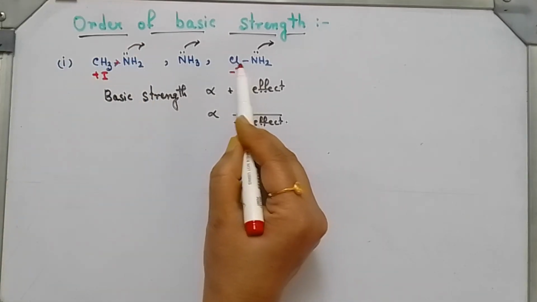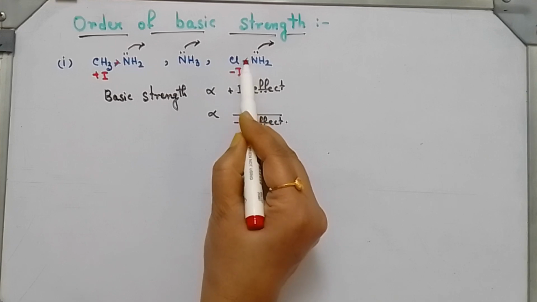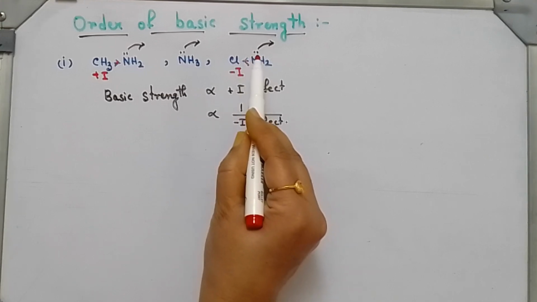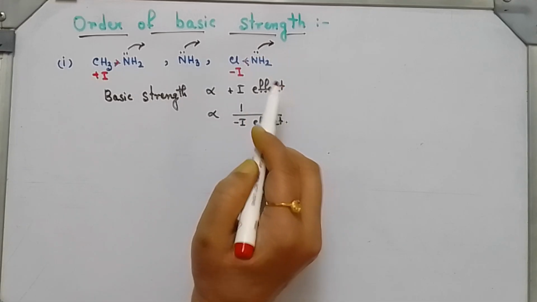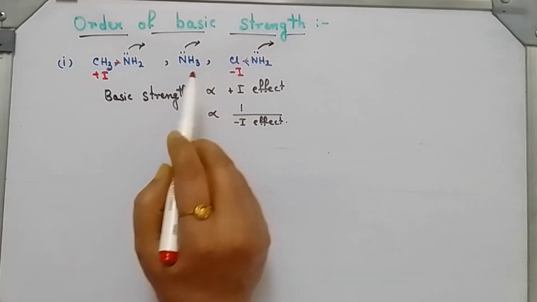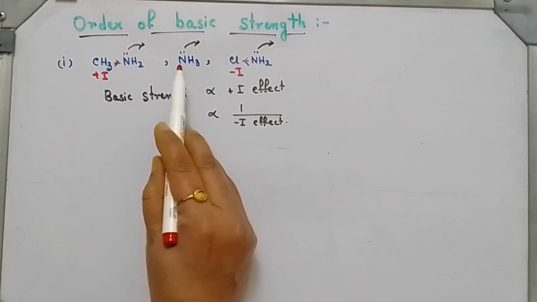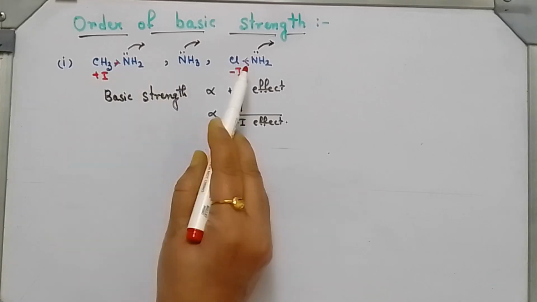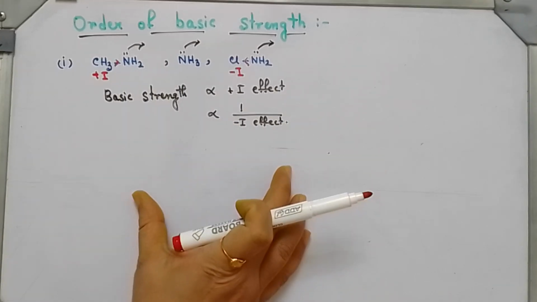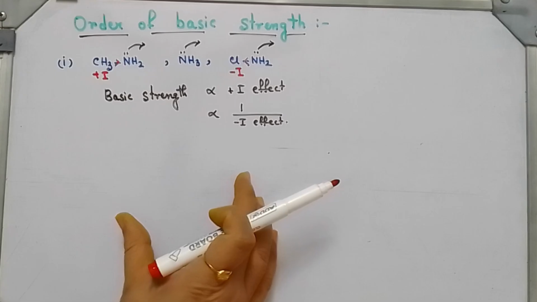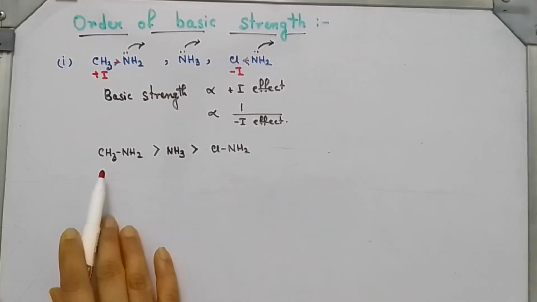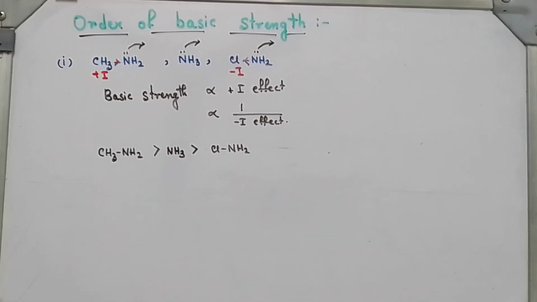Here due to minus I effect, it will obstruct electron density in this direction, therefore electron density will be decreased on nitrogen and electrons are less available for donation. So basic strength will decrease. And since here no such group is present adjacent to this nitrogen, its basic strength will be in between these two. Therefore the basic strength order of these compounds is this. This is the decreasing order of basic strength.